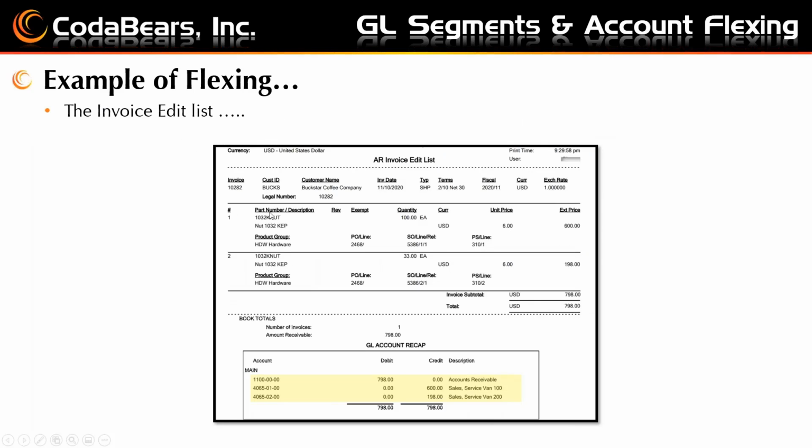The invoice edit list is going to follow the exact same rules and same set here. So our accounts receivable is still going to hit, but our sales is going to be broken down by the service van as well. So Epicor is still doing all of the flexing just based on the GL control. We're just setting up the GL controls to make sure that all of this transaction takes place and is classified correctly.